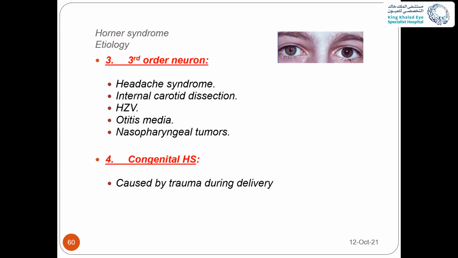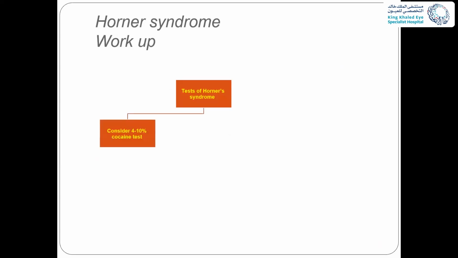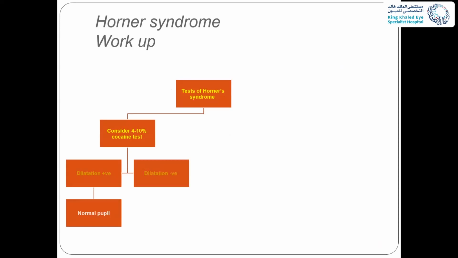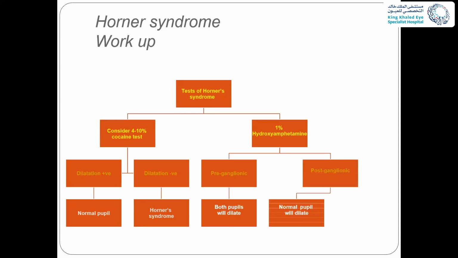So what is the next? Usually we hear about the testing of Horner, considered 4% cocaine test. We look for the dilation. If it is positive, normal pupil. If dilation is negative, Horner syndrome, and then hydroxyamphetamine drops. Preganglionic, both pupils will dilate. Postganglionic, the normal pupil will dilate, Horner will not dilate.